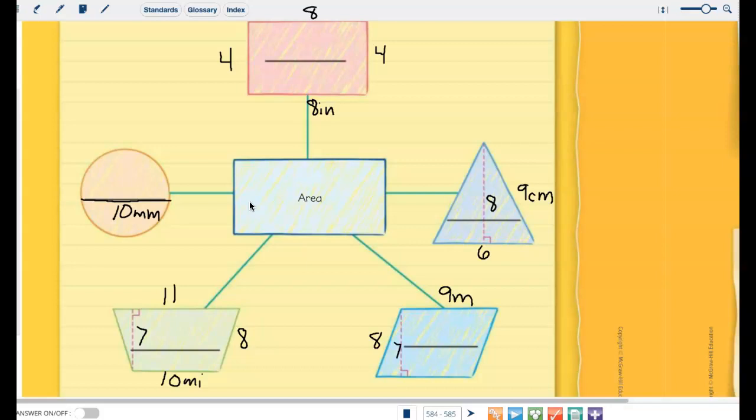All right, so the first one, we have a rectangle. And if you remember, to find the area of a rectangle, you do length times width, or you could call it base times height, same thing. So my length is 8 times my width is 4. So the area is 32, and since I'm labeling it inches, squared. Area is always labeled in squared units.